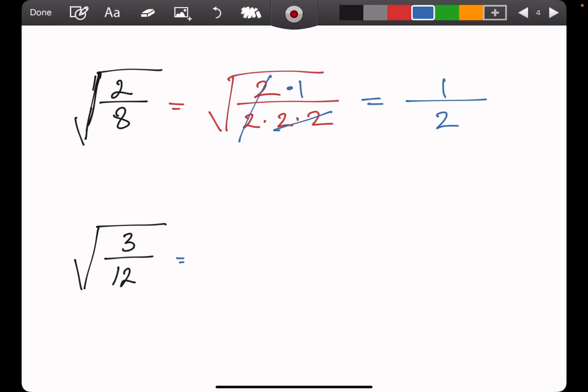Am I making sense? Yes. You don't really have to put the 1 because look at this. So what is square root of 1? 1.